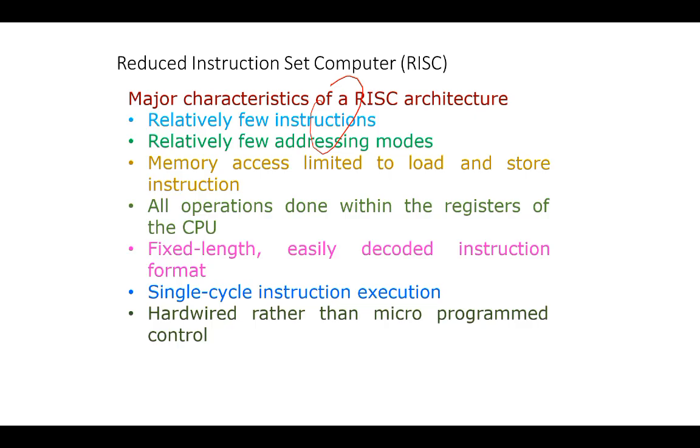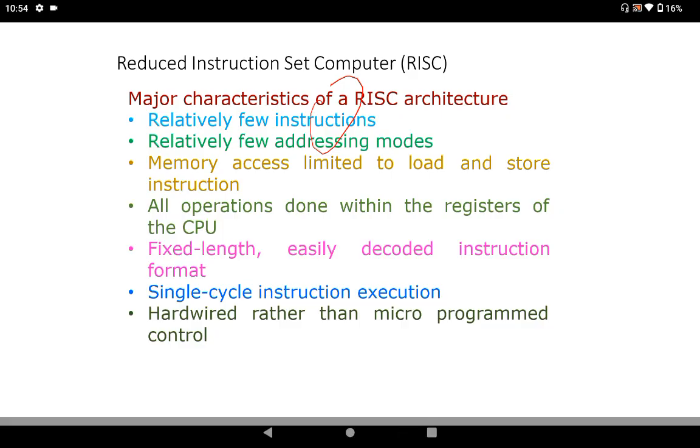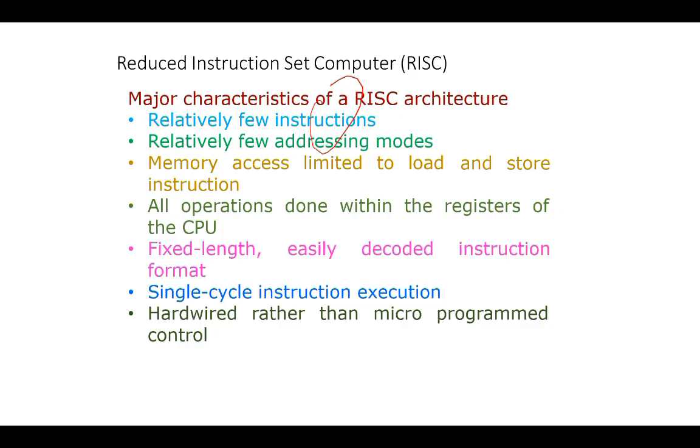Next, memory access is limited to load and store, which communicate with memory. Arithmetic and logical instructions can never access the memory directly. All operations are performed within the CPU registers: after loading the data into the register, all calculations are performed inside it. Registers are much faster than memory, which improves processor performance.